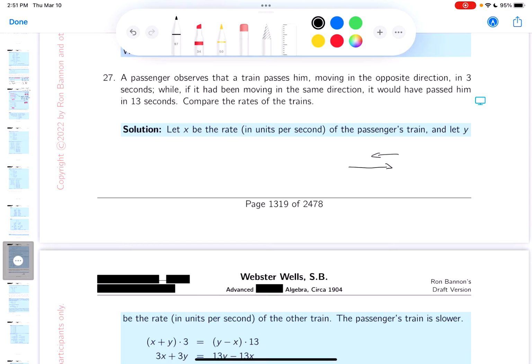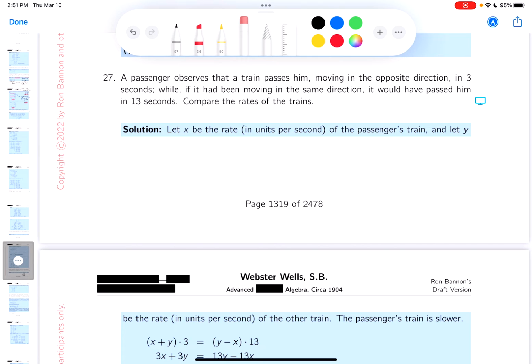All right. So it goes on to say a passenger observes that a train passes him moving in the opposite direction in 3 seconds, while if it had been moving in the same direction, it would have passed him in 13 seconds. That makes sense, by the way. Now, the question is, what do you need to do now?